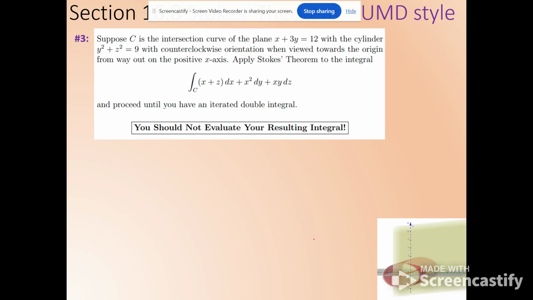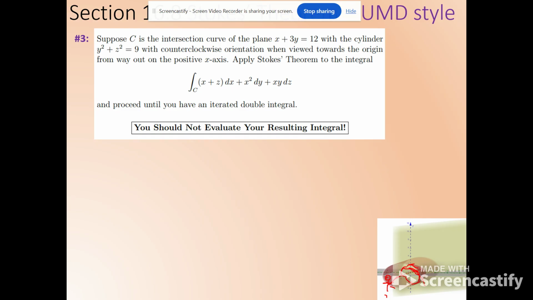So this time I have the intersection of a plane with a cylinder, and the cylinder is in terms of y and z. I have counterclockwise orientation, so I'm thinking, leave my integral alone. When viewed toward the origin from way out on the positive x-axis, so that's here, right? So you're like standing way out here and you're looking down and you're seeing counterclockwise rotation.